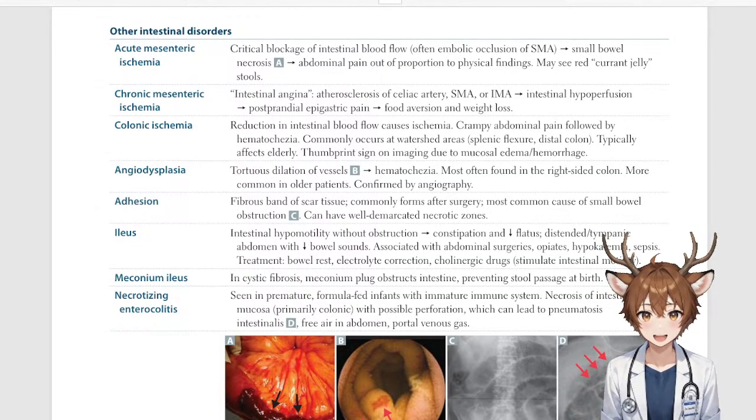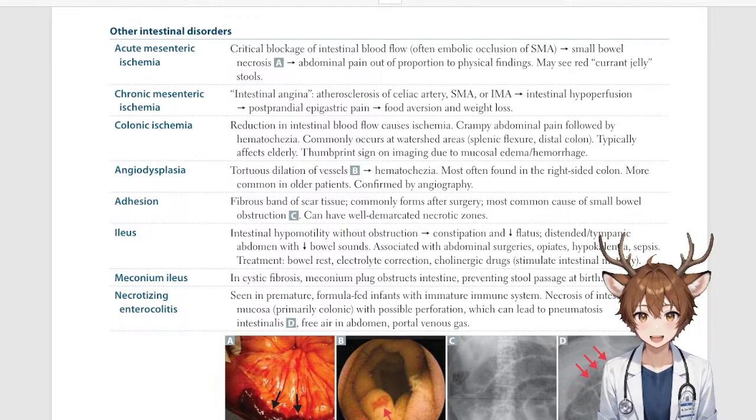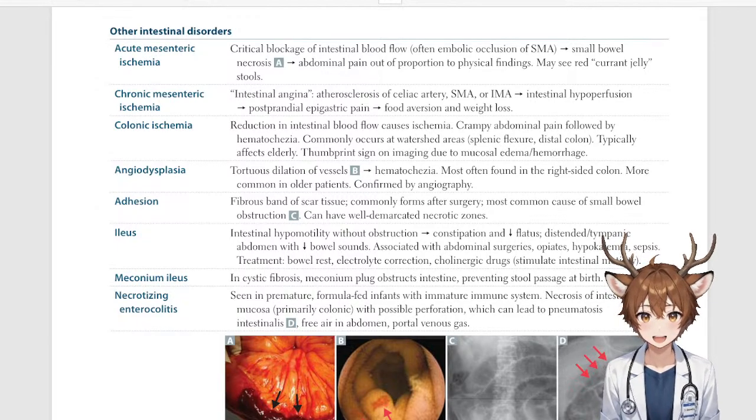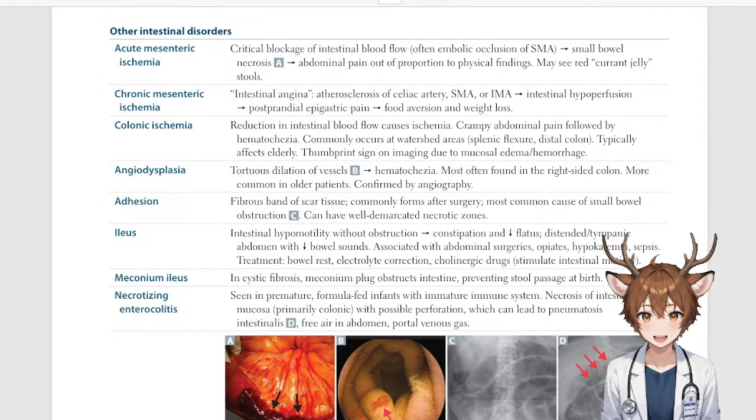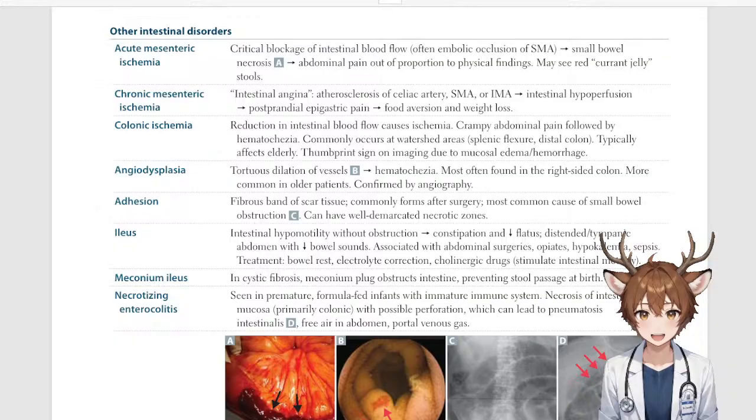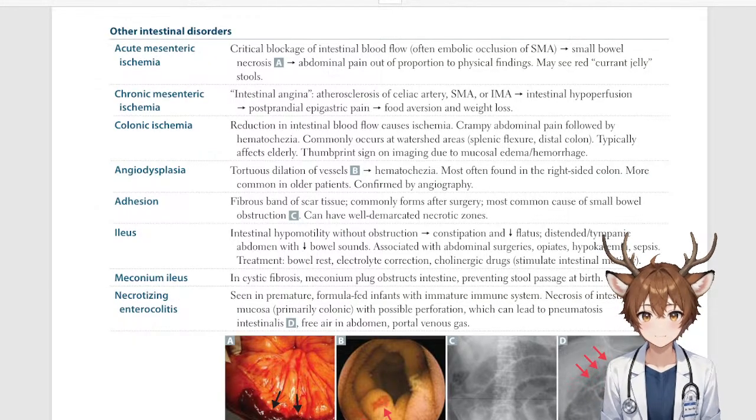What about colonic ischemia? Crampy abdominal pain followed by hematochezia commonly occurs in watershed areas like the splenic flexure and rectosigmoid junction. Typically affects older adults. Thumbprint sign on imaging due to the mucosal edema and hemorrhage.